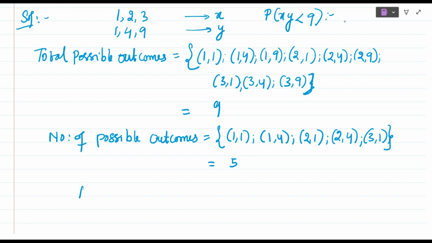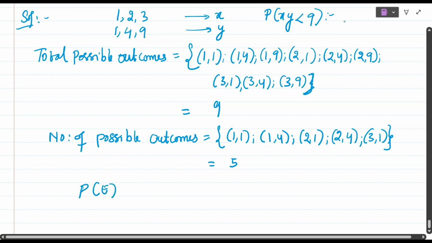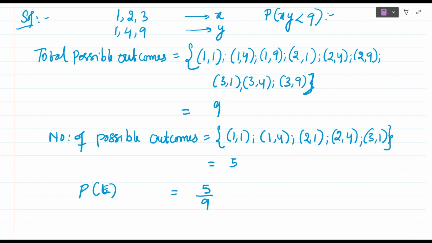Now what is the probability? P of an event E will be equal to the number of possible outcomes, which is 5, and the total number of outcomes is 9. So this is our probability. Did you understand, students?